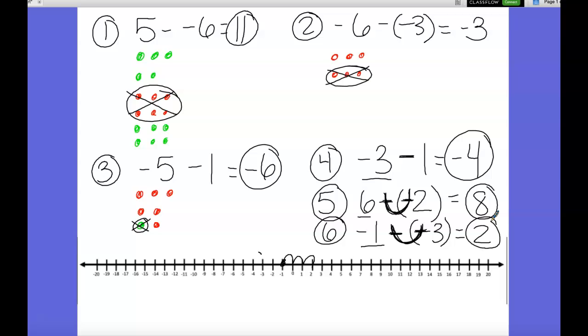Okay, subtracting integers is probably a little more challenging than adding integers, but the more practice you get, the better you will become and kind of develop rules on your own.